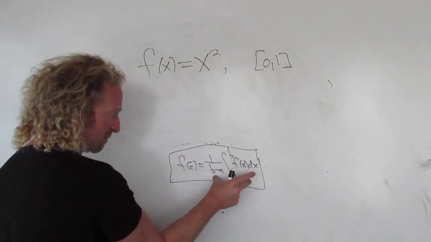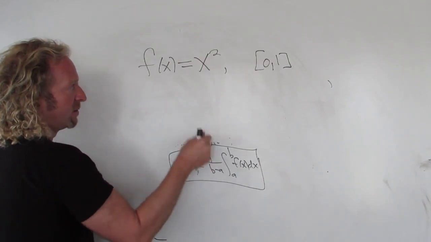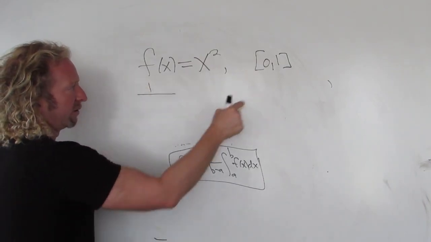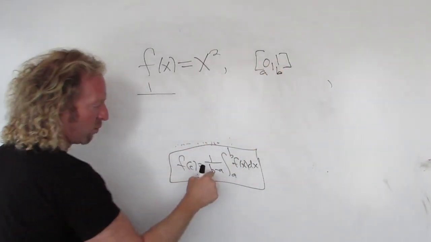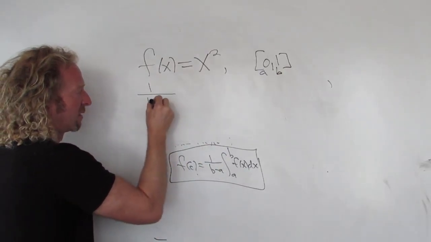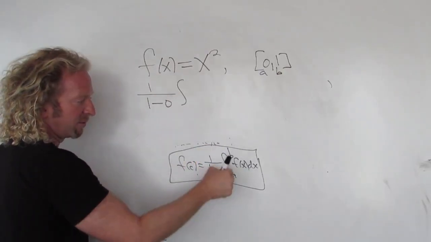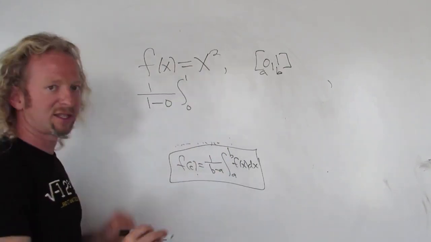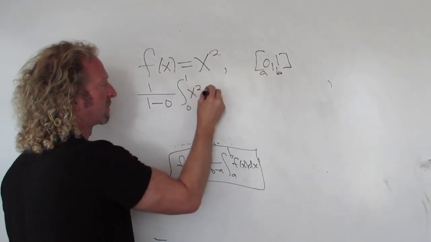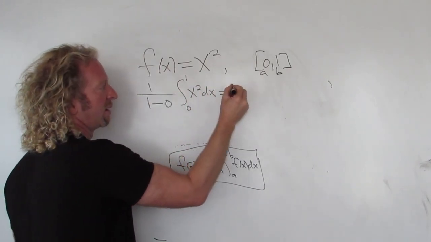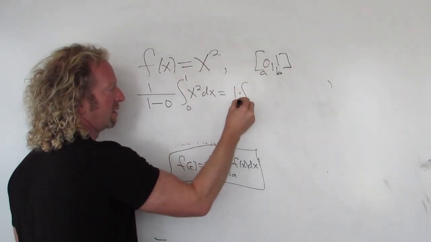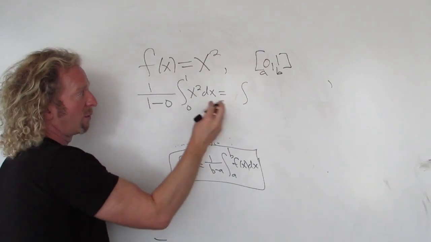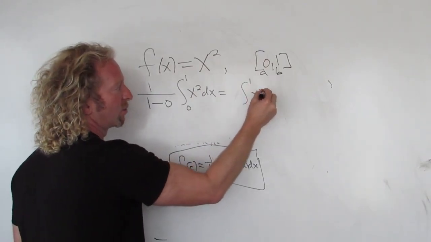So let's work out this piece first. That'll be the average value. So it'll be 1 over, so this is a and this is b, so it'll be 1 minus 0. And then we're going from 0 to 1. Right, so far so good. And then f of x is x squared, so x squared dx. That's just 1, so I won't write it. And then the integral from 0 to 1 of x squared dx.